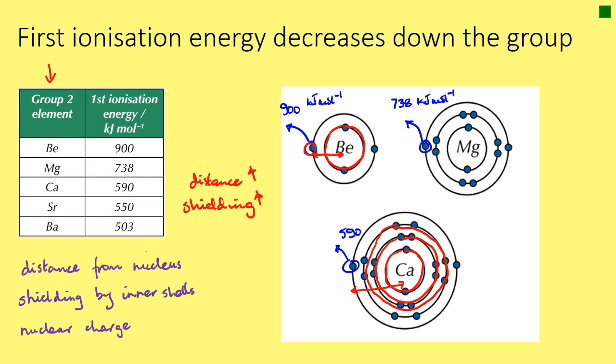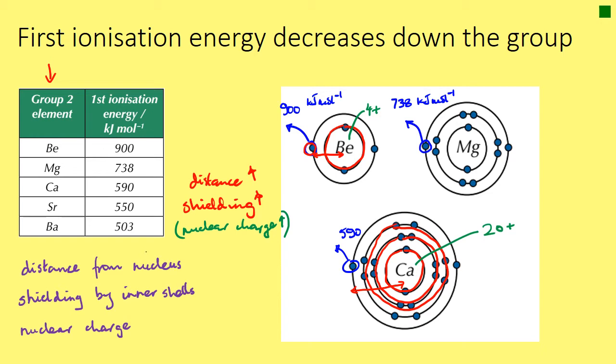However, the nuclear charge on calcium is greater. Calcium's got 20 protons in it, whereas beryllium's only got 4 protons in it. So we can say that the nuclear charge also increases. All right, but this has the opposite effect. This would otherwise make the electron more difficult to remove, therefore higher ionization energy.